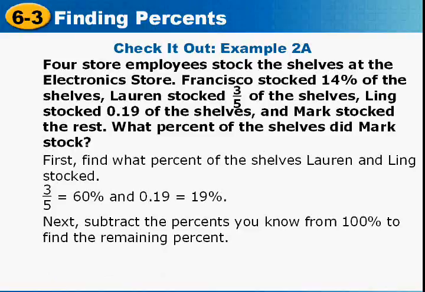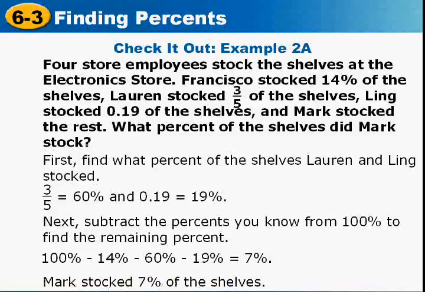Now you need to subtract all the percents that you know from 100, because 100% is all. And then whatever's left over, that's what belonged to Mark. So 100% minus Francisco's 14%, minus 60% Lauren's, minus 19% Ling's, and you're left with 7%. So Mark stocked 7% of the shelves.